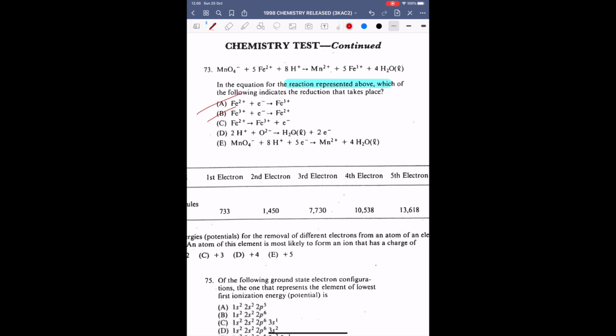C, Fe2+ turns into Fe3+ plus e-. Now this may be something that happens in the reaction, but this is not a reduction. This is oxidation, because it loses e-, which is oxidation. So that's also incorrect. D. Okay. D, there's no change in the oxidation states. +1, -2, +1, -2.